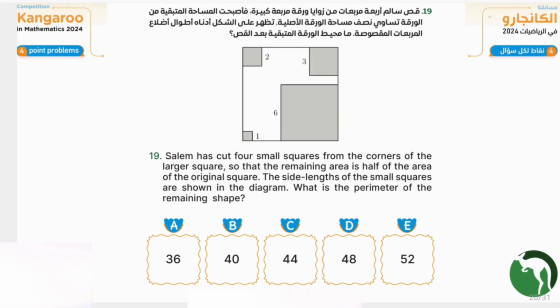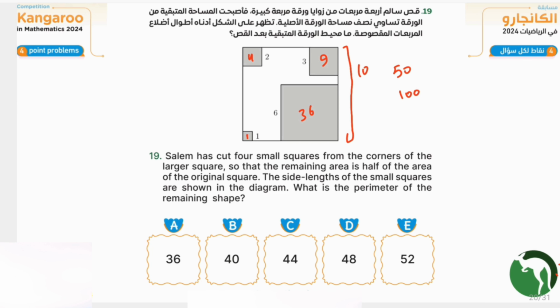Okay. First of all, let's calculate the area of each small square here. So this one will be 4, this one will be 9, this one will be 36, and this one will be 1. Now if we add all of these areas, we will obtain 50. And we know that the area of these 4 squares will be half of the area of the whole larger square. So the whole area will be 100. So now we know the length of each side of this larger square will be 10.